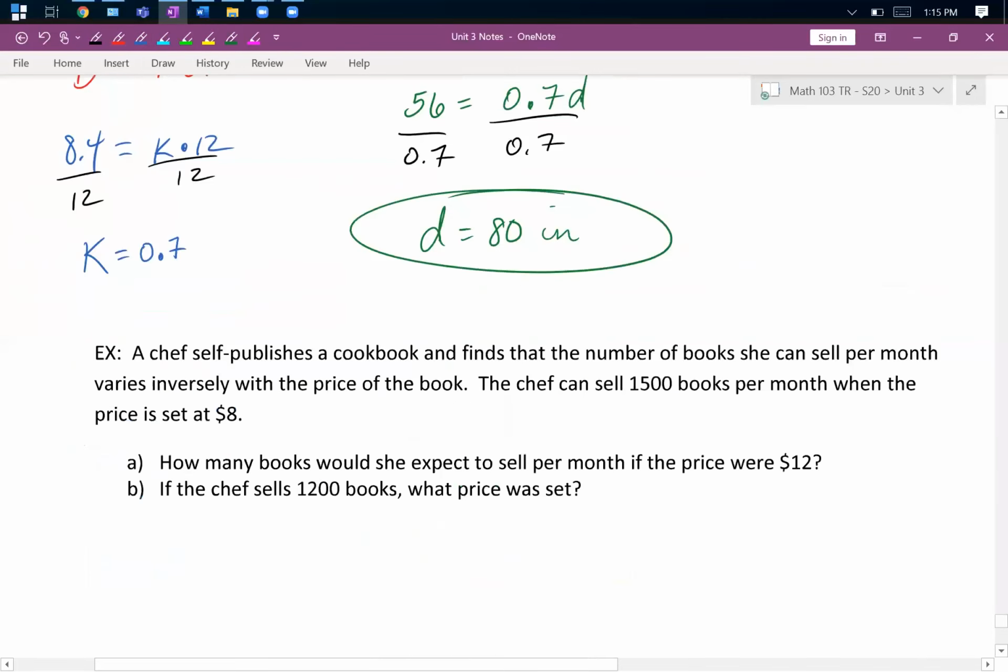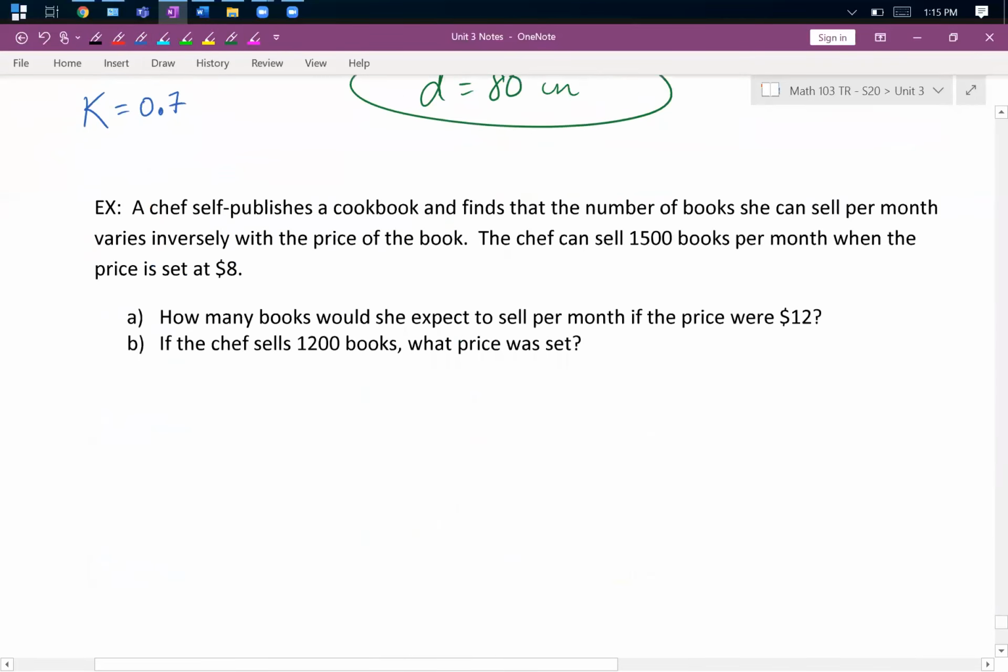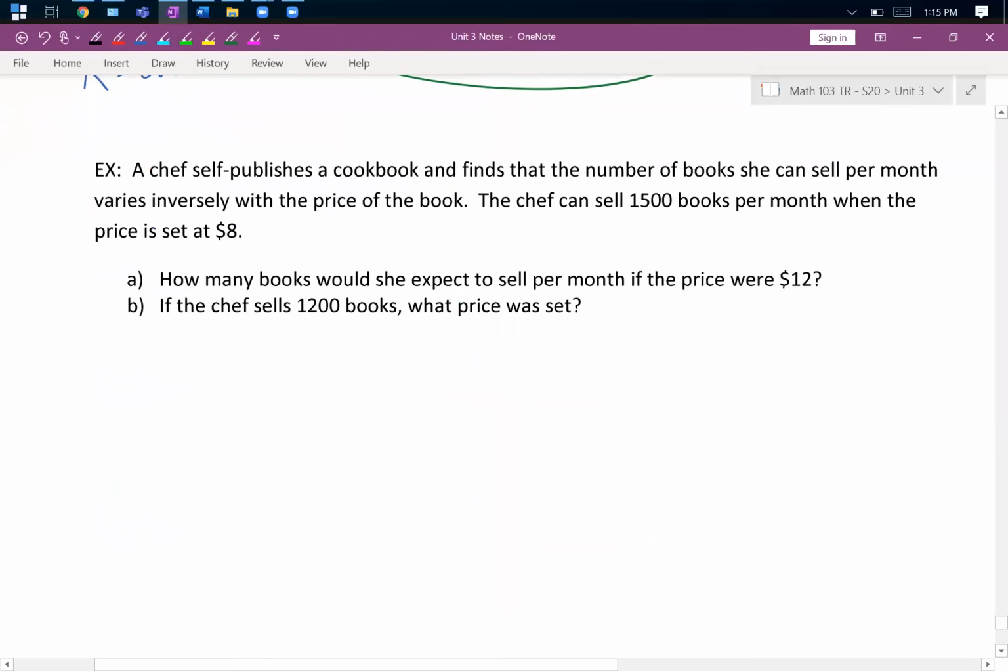All right, let's try a couple more. A chef self-publishes a cookbook and finds that the number of books she can sell per month varies inversely with the price of the book. The chef can sell 1,500 books per month when the price is set at $8. How many books would she expect to sell per month if the price was $12? And if the chef sells 1,200 books, what was the price?